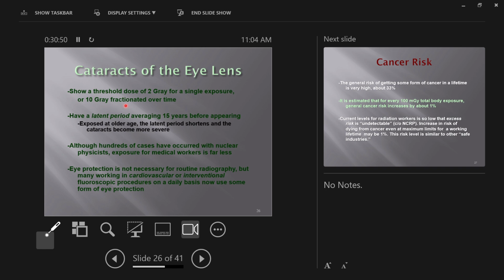We talked about that term fractionation last time. What's fractionation? Yeah, separating an exposure over periods of time, right? So if 2 gray would cause cataract all at once, it wouldn't cause cataract if you split it up over a long period of time. But 10 gray over many exposures would. Cataract has a latent period averaging 15 years. Interestingly, when exposure happens at older ages, the latent period is shorter and the cataract becomes more severe. So the period of time between exposure and developing the cataract is shorter with age, so it's an inverse relationship, and shows more severity.